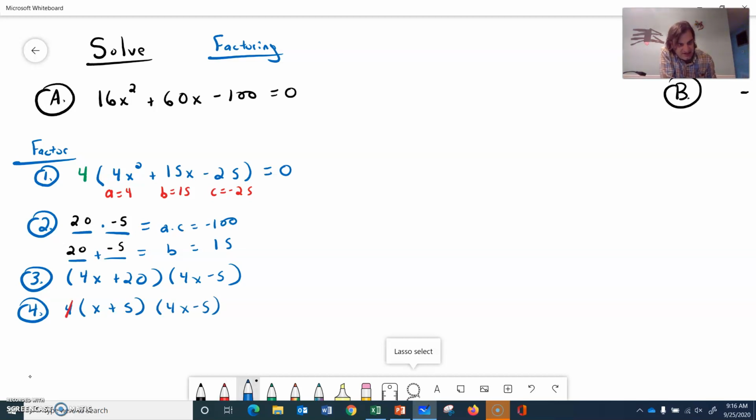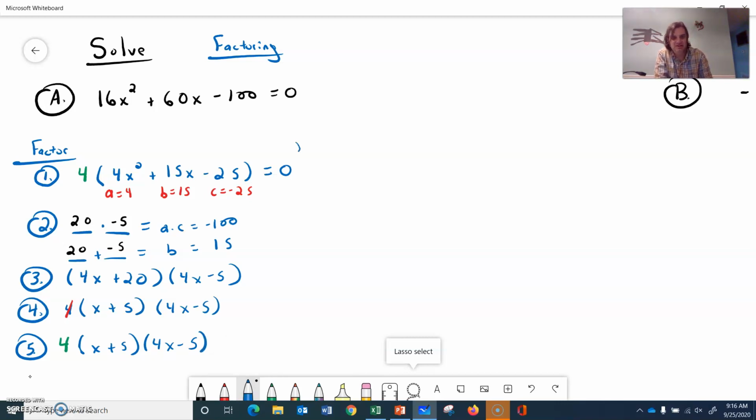But remember, I get to throw that 4 I pulled out away. And then coming back in, step 5, I'm going to bring that 4 from the top back in. And then it'll be 4 times x plus 5 times 4x minus 5. Let me clean up that 4. He looks rather sick. Let's see. 4. Looks a little bit better now. Okay, so I factored it.